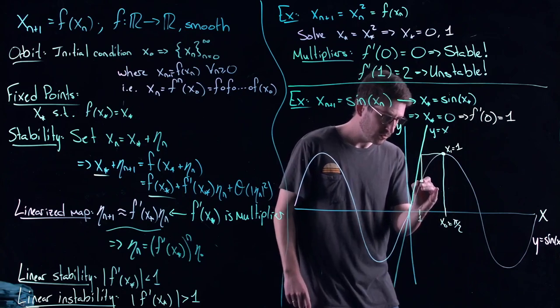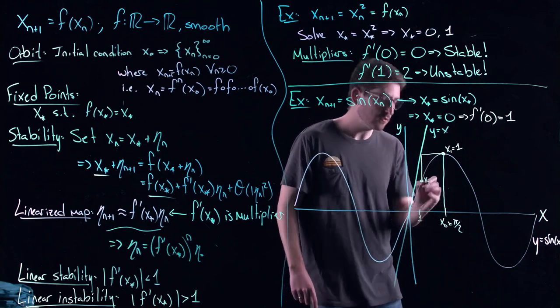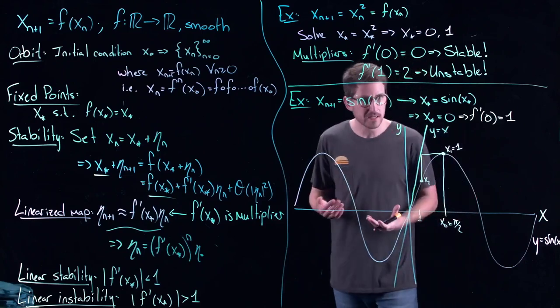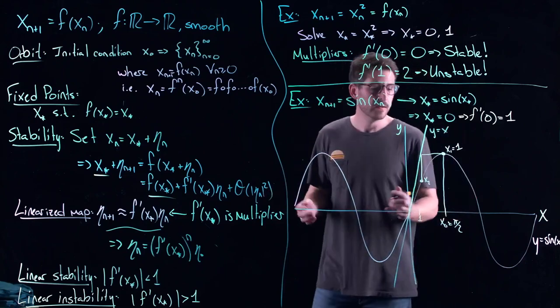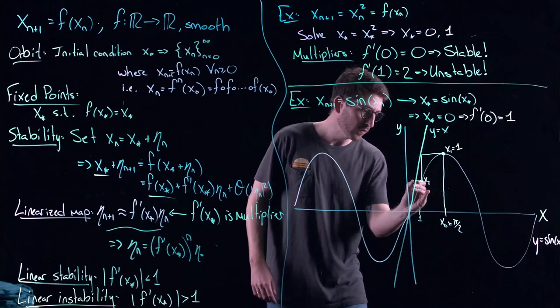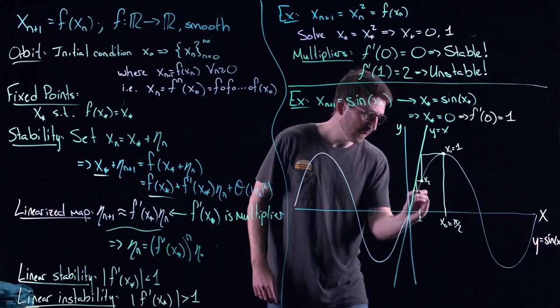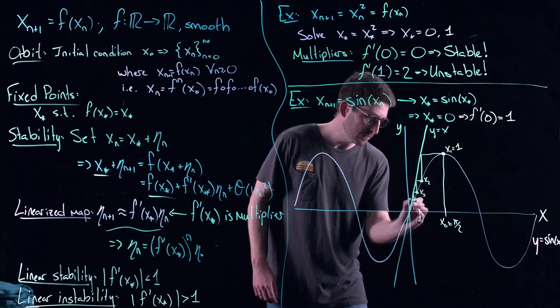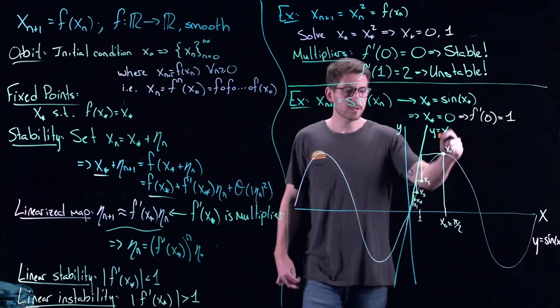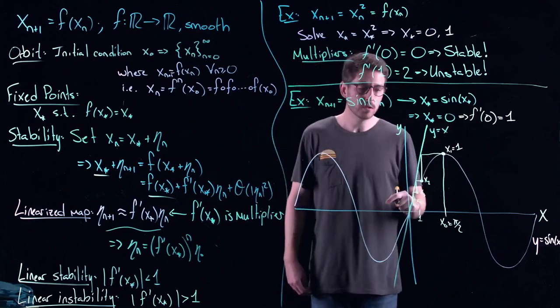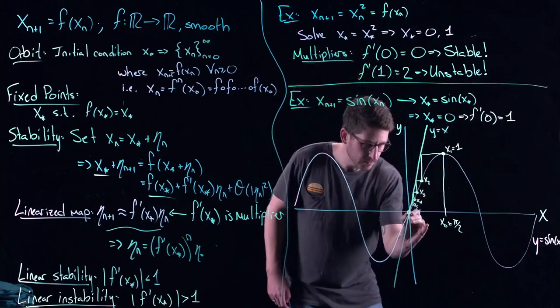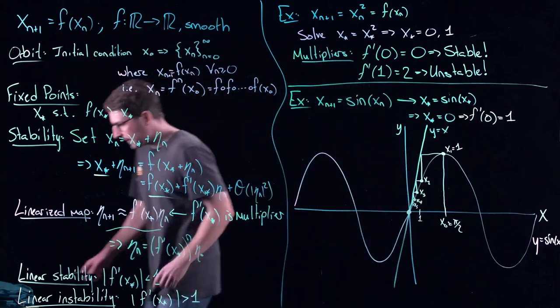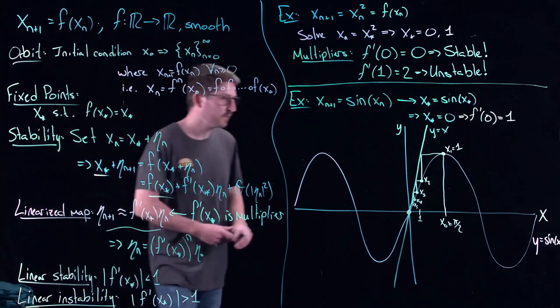And here's x2. I don't know what x2 is, it's sine of 1, a number that I cannot compute in my head, it doesn't matter. But then I do the same thing: over, vertical, there's x3, over, vertical, there's x4. And you can see my picture is getting more and more cramped, but it looks like my solutions are converging into the fixed point at x equals 0. And you can do this all over the place.